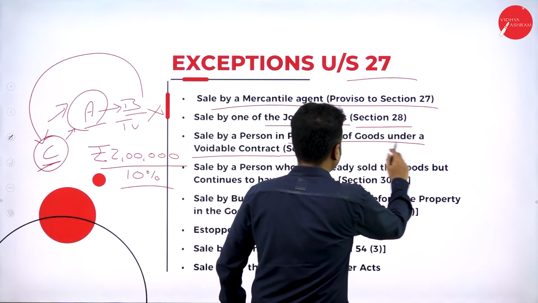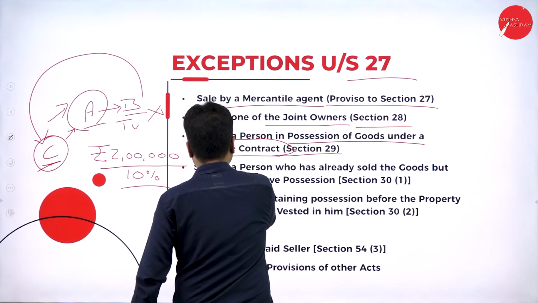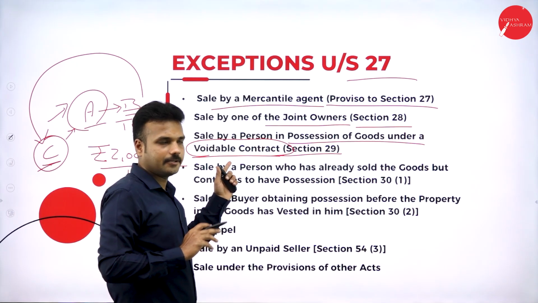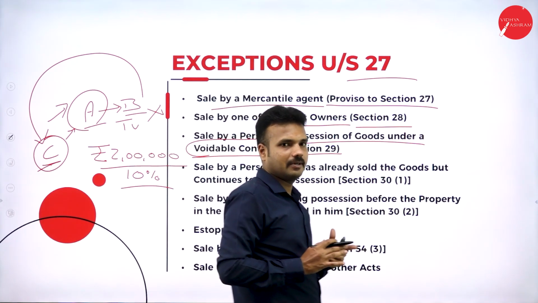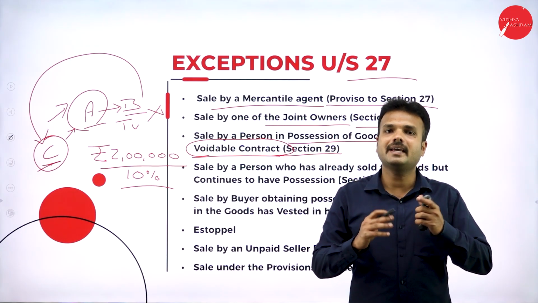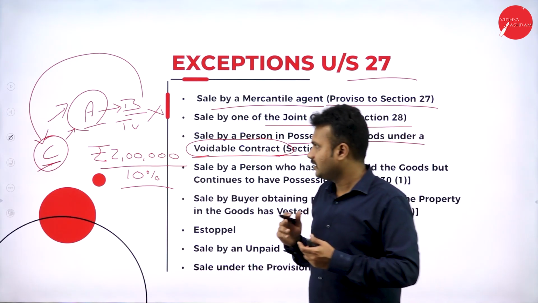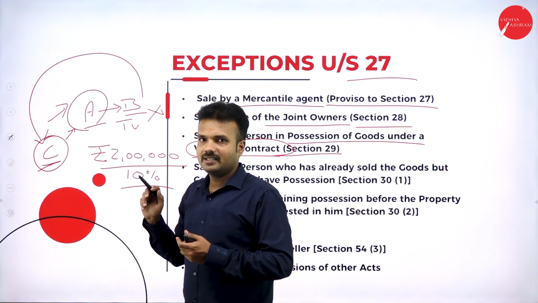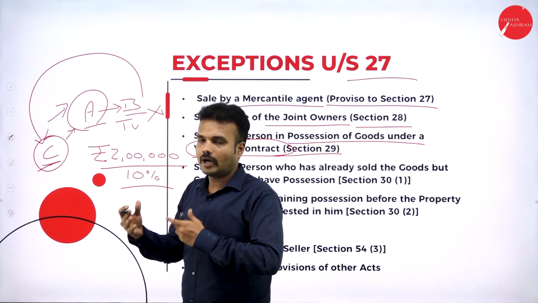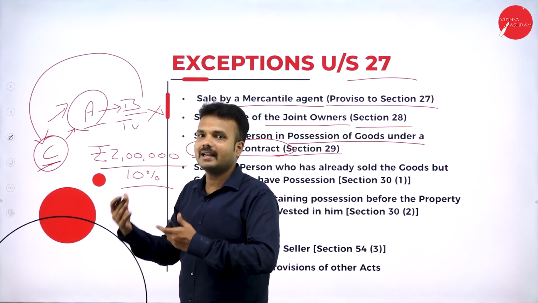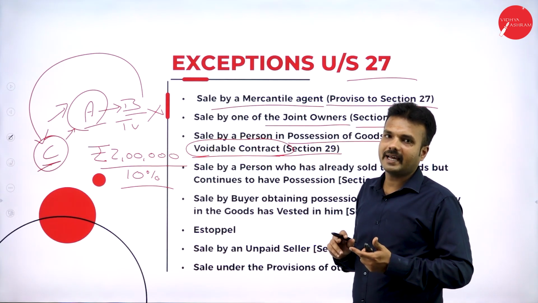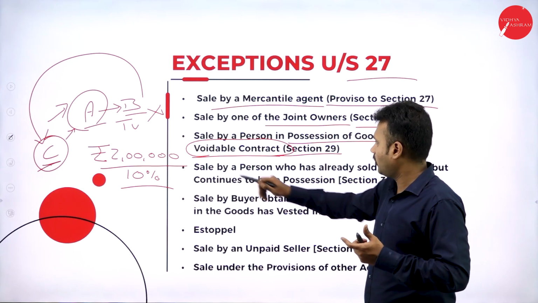Sale by a person in possession of goods under a voidable contract. Firstly, as we learned in the Indian Contract Act 1872 regarding the voidable contract, what is a voidable contract? A cheat has happened, but it takes some time to realize that he has been cheated by somebody else. Say, for example, Mr. A cheated Mr. B. He does not know that he is going to be cheated, but he gets cheated. Unknowingly he gets cheated, but later he realizes that Mr. A had cheated him. That kind of contract we call a voidable contract.